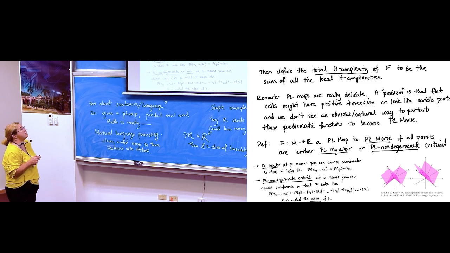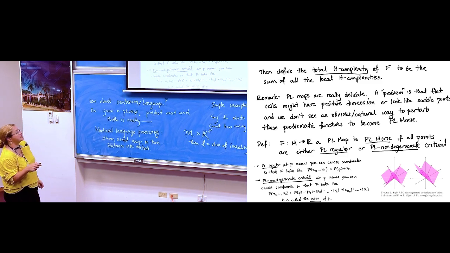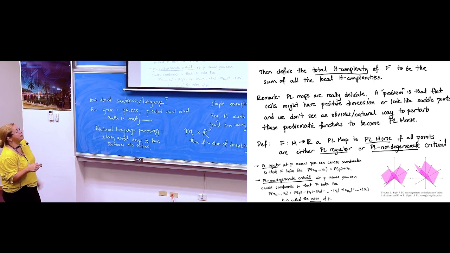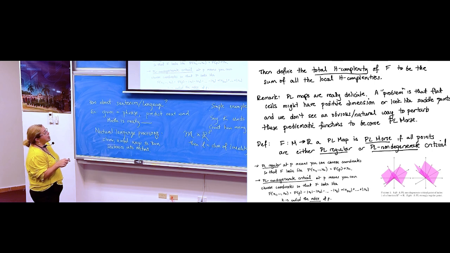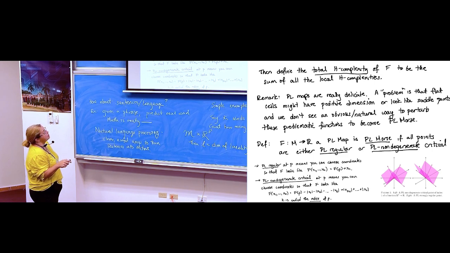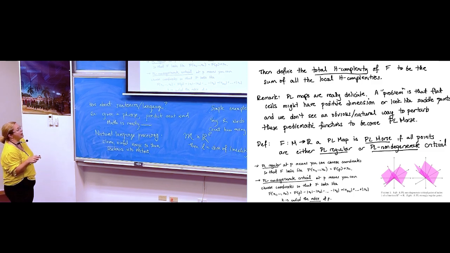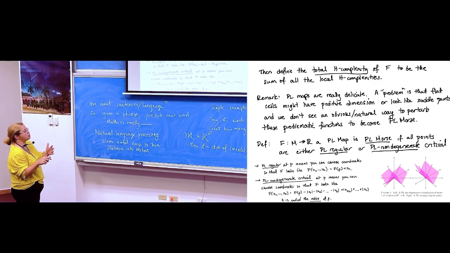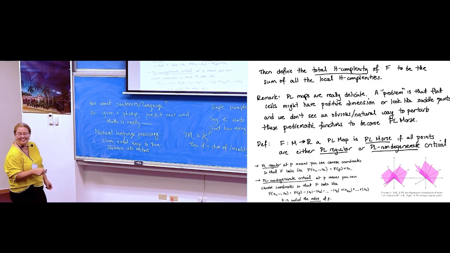So a remark is that piecewise linear maps are really delicate. I already mentioned this. A problem that we were running into is that these flat cells might have positive dimension, or might look like saddle points, and there's not a natural way to turn it into a function that is PL Morse.